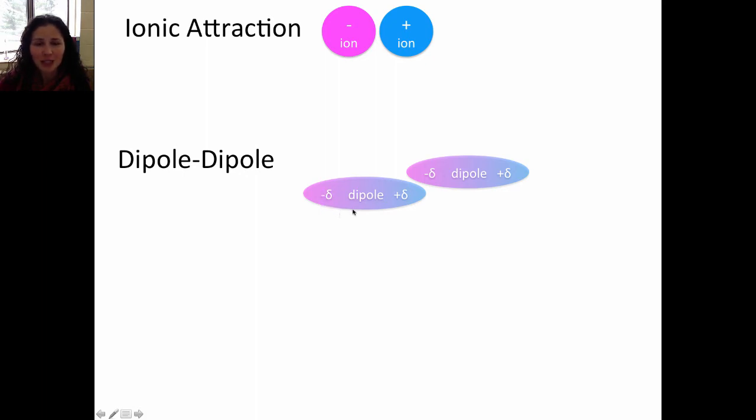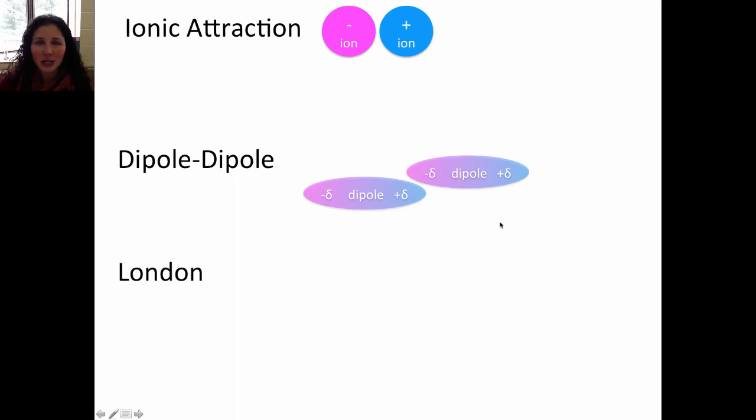When you have molecules that are polar, the partial positive charge of one molecule will be attracted to the partial negative charge of the other molecule, just like magnets are attracted in the north and south poles. In this case, these are partial charges, whereas in the previous case, they are full charges. The ionic attraction is much stronger than this partial attraction. This is like comparing a very strong magnetic attraction to a weaker magnetic attraction.